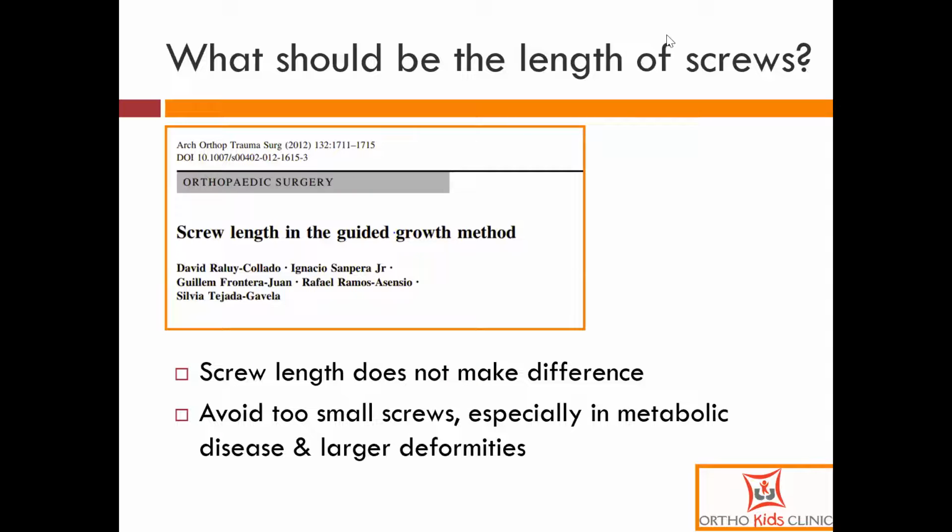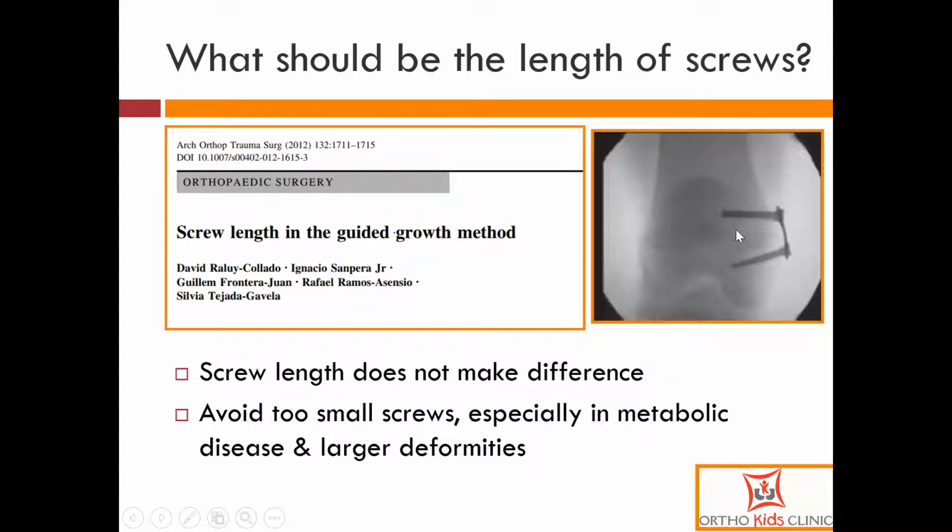Now the question is, what should be the length of screws? Now this biomechanical study which has been done shows that as this technique works on the tension band principle, it doesn't matter if you put a small screw or a large screw. But screw length should not be too small, because especially in metabolic bone disease, when the bones are weak, there is a subtle possibility that the screw would back out. And if your screw is small, it would lose the capacity of providing the tension band principle.